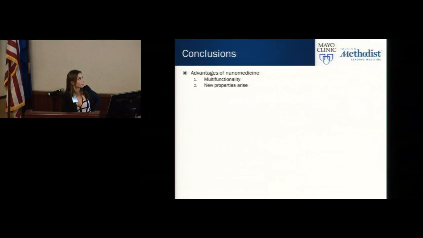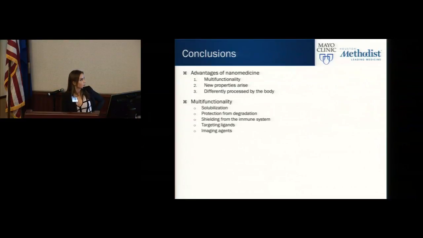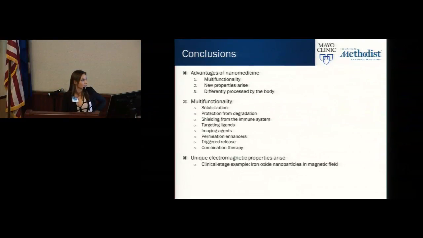So we talked about the 3 advantages of nanomedicine: multifunctionality, solubilization, protection of the drugs from degradation, shielding from the immune system, adding targeting ligands, imaging agents, permeation enhancers, trigger release, and finally combination therapy. We talked about unique electromagnetic properties that appear on the nanoscale. A clinical stage example is approved in Europe with iron oxide nanoparticles for glioblastoma, where you put the patients in a magnetic field. Then we talked about the fact that nanoparticles are differently processed by the body than conventional drugs.